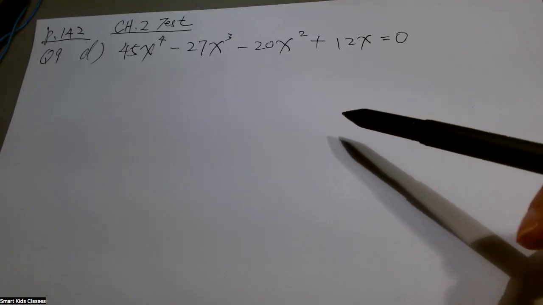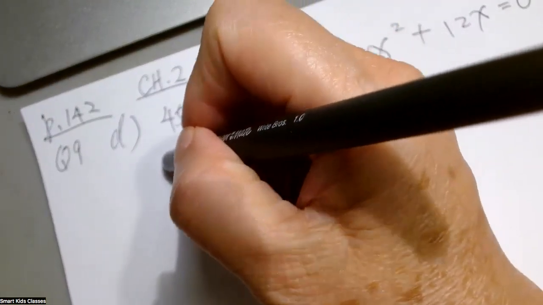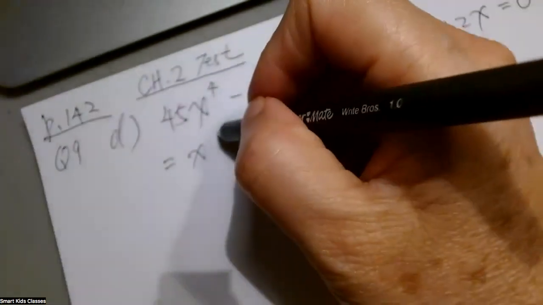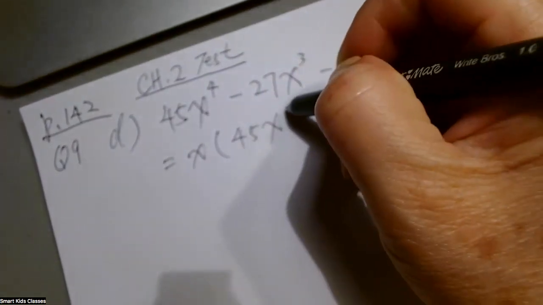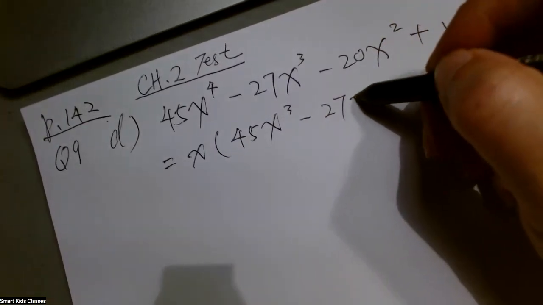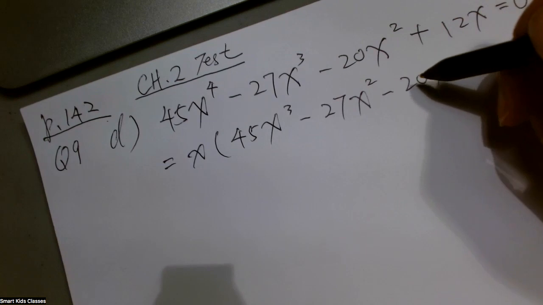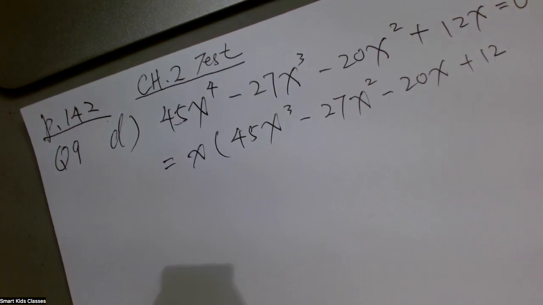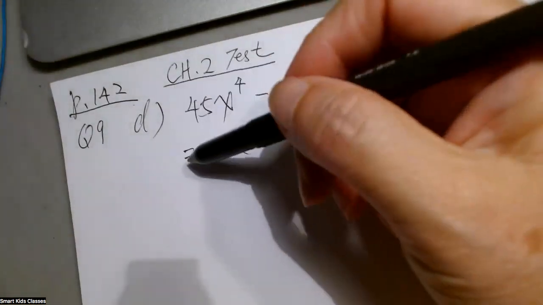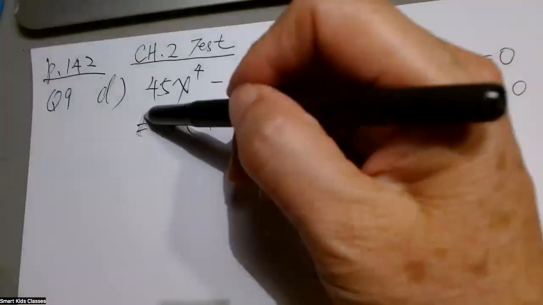So chapter 2 test 9D, the question is, I move the camera a little bit this time. It's equal to 45x exponent 3, minus 27x exponent 2, minus 20x, plus 12. Oh, I shouldn't put the equal sign this side, since the sign is here.